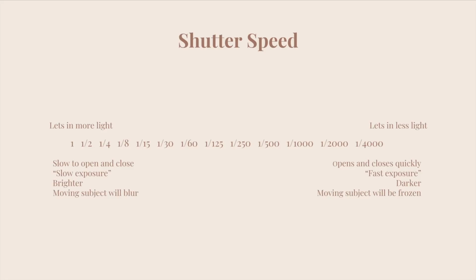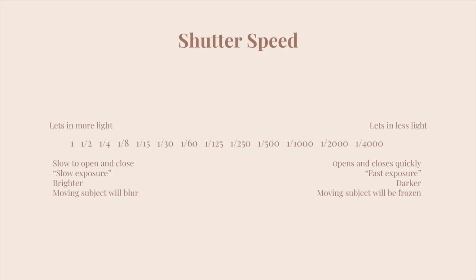So starting on the left, obviously 1 second is going to be a lot longer. So we have a slow exposure, which means that we are able to let in more light to our camera, and that means that the image will be brighter. Our trade-off here is that any moving subject or moving photographer will cause a blur within the image.